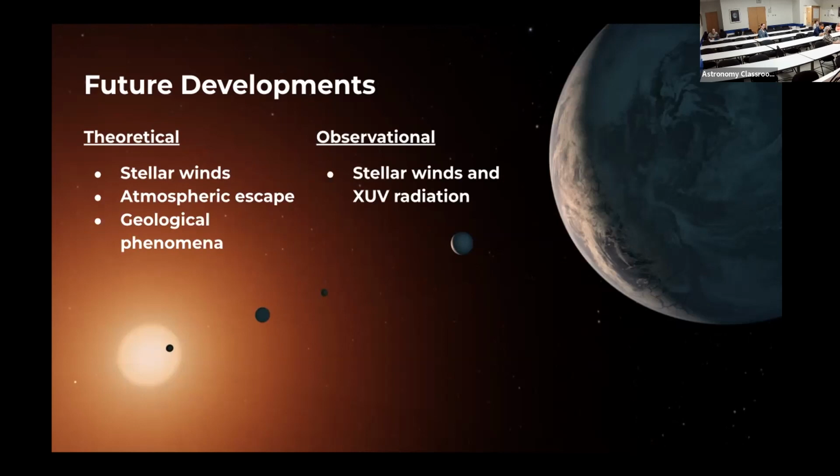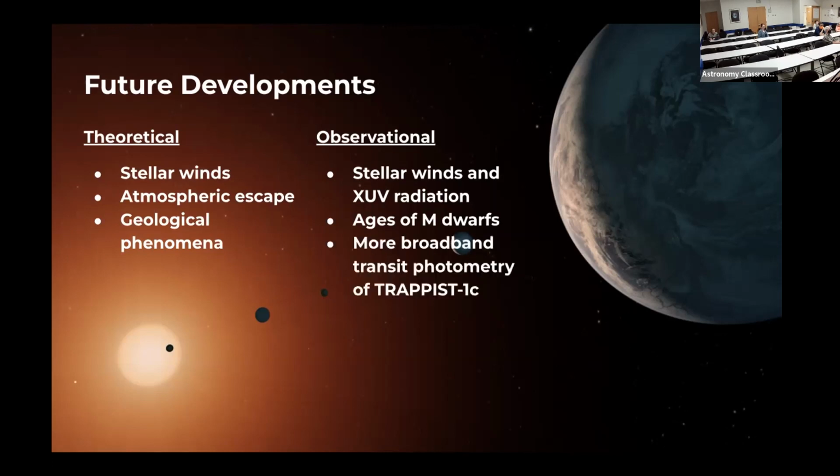Observational, there's been limits on what we can observe for dwarfs, but there are some proposals for observations that will get at more of this high energy radiation and stellar winds that we're interested in learning about. Also the ages of dwarfs. The age that's cited for TRAPPIST-1 is 7.6 gigayears, but there's error bars of about 2.2 gigayears on that. So just better constraining those things.